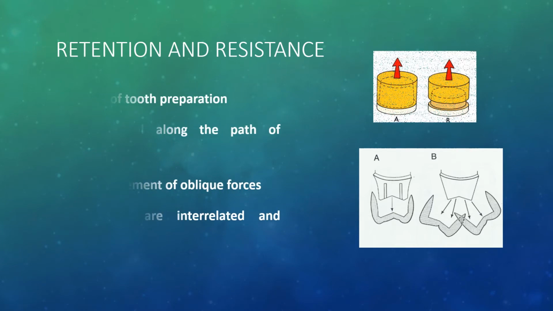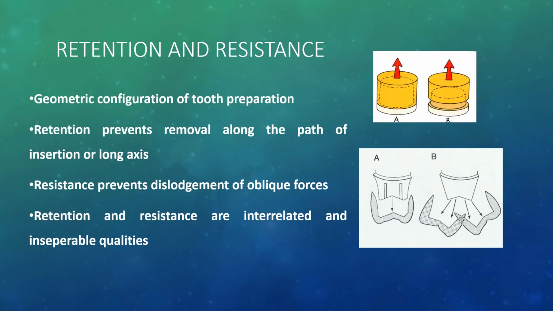So next is your retention and resistance form. Retention and resistance form is nothing but preparing your tooth in a geometric configuration so that the path of insertion and removal of your crown will be in the same path along the long axis of that particular tooth. So retention prevents the removal along the path of insertion of the long axis, and resistance prevents the dislodgement in the horizontal way.